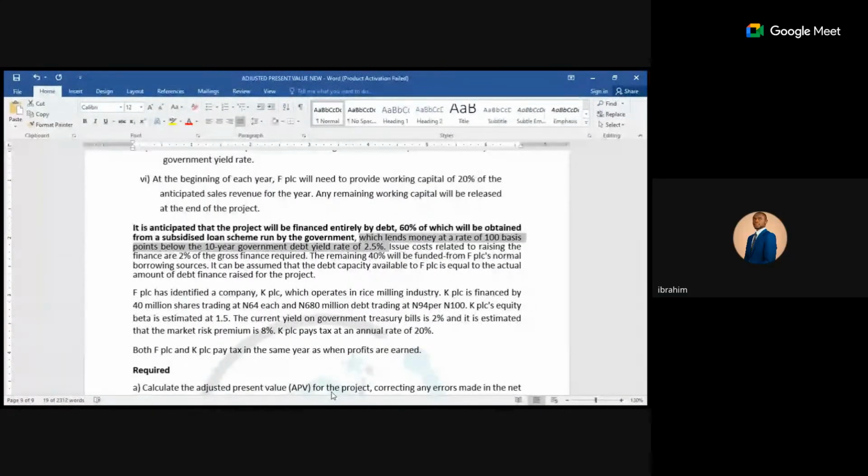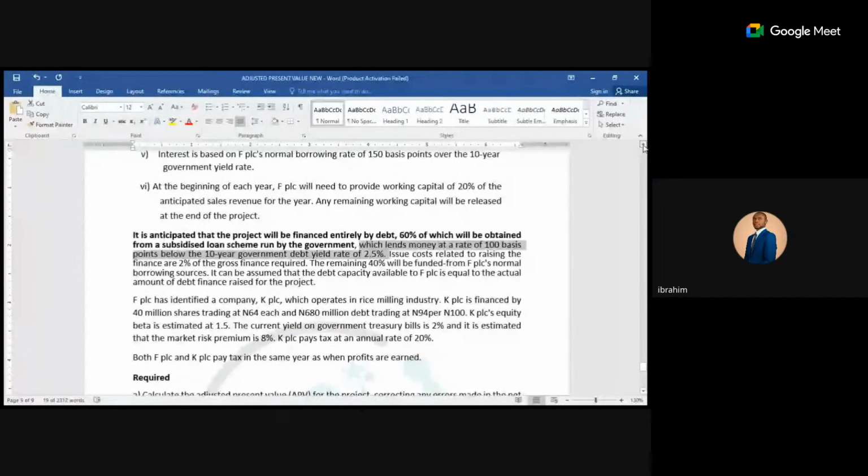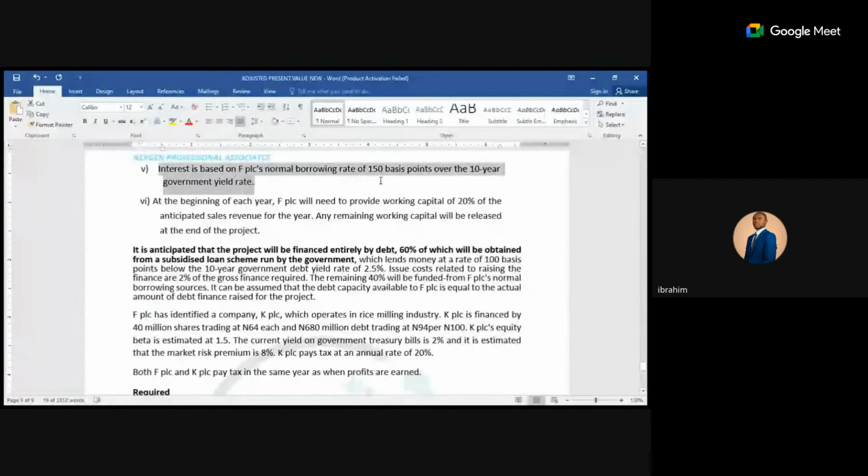And that is the subsidized rate. The normal rate is 2.5, but we will give you 100 basis points below it. That is 1.5. If you look at it before this, they gave us that the interest is based on normal rate. If you do 150 basis points, we give you 1.5%. And that is what this part is still referencing. Right? Plus.